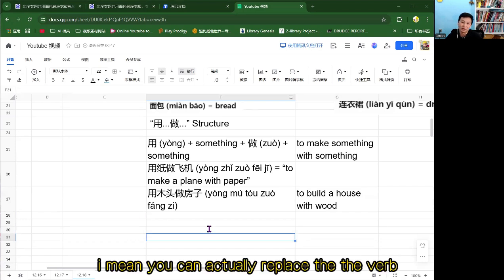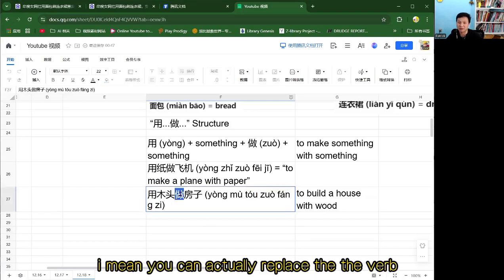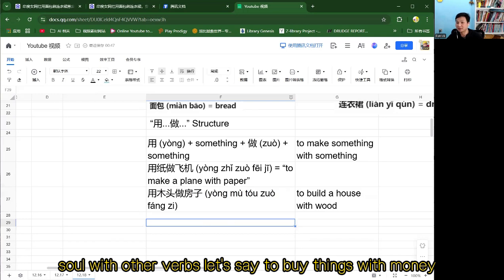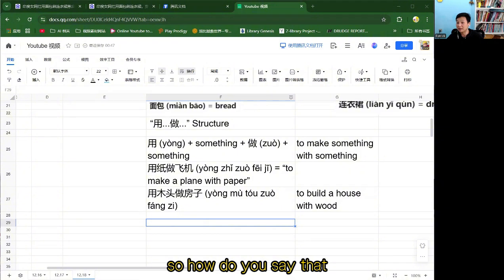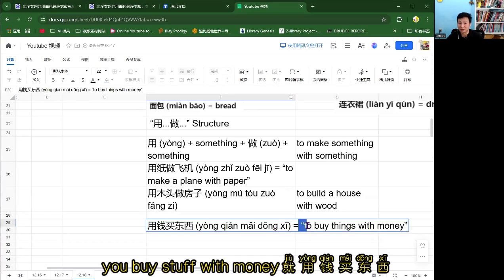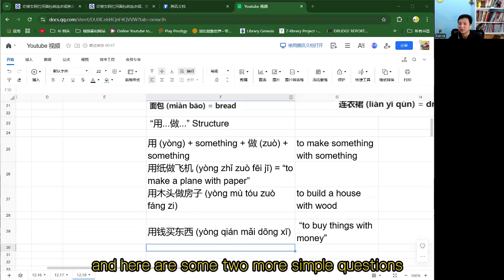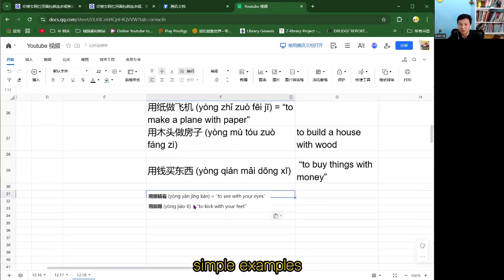I mean, you can actually replace the verb 做 with other verbs. Let's say to buy things with money. So how do you say that? So 用钱买东西, right? Yeah, of course, you buy stuff with money. So 用钱买东西. And here are two more simple examples.